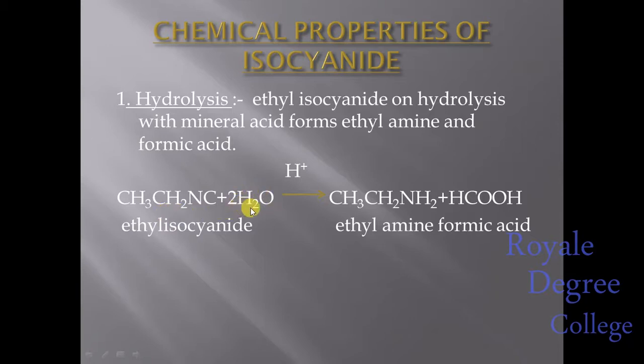Hydrolysis reaction is taking place in the presence of acid. So H plus we are writing on the arrow. Then here from ethyl isocyanide, this carbon is coming out.